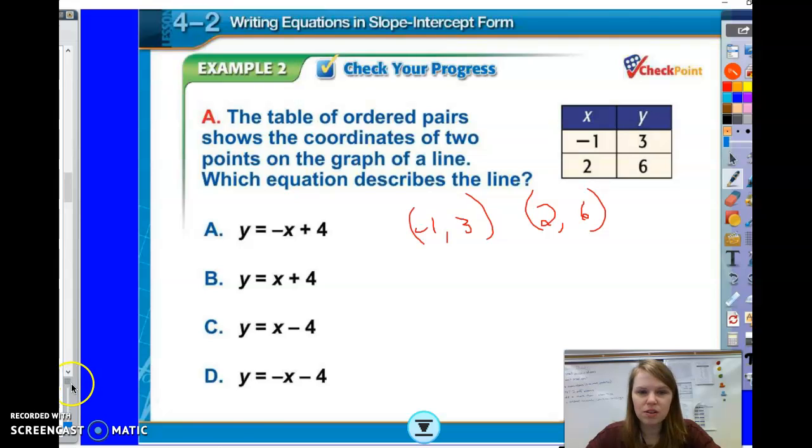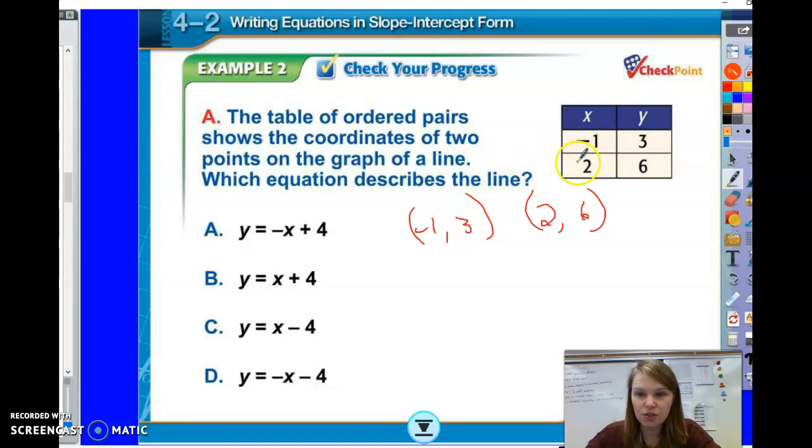Alright, so for this one here, it says the table of ordered pairs shows the coordinates of 2 points on the graph of a line. Which equation describes the line? Okay, pause right here, see what you can do.